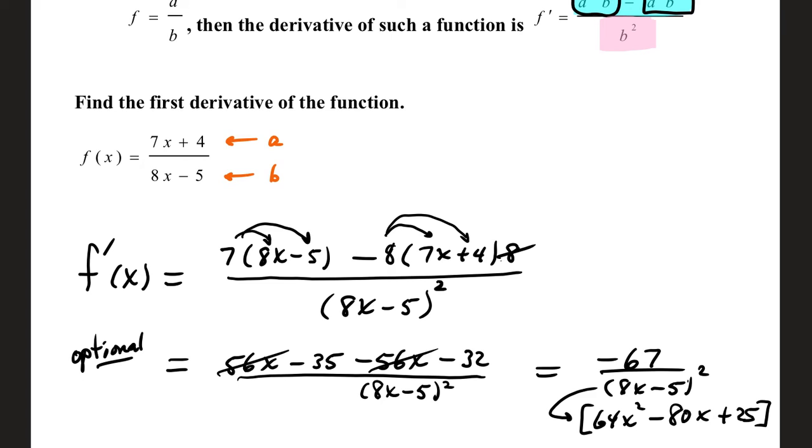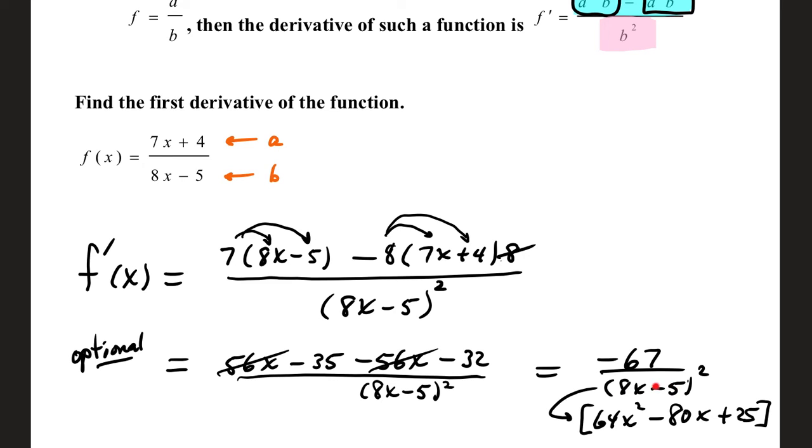Let's distribute across the top. We have 56x minus 35 minus 56x minus 32. Combining like terms, 56x minus 56x goes to 0. Negative 35 minus 32 more, that's negative 67. Our denominator squared can be left 8x minus 5 quantity squared. There's nothing wrong with that.